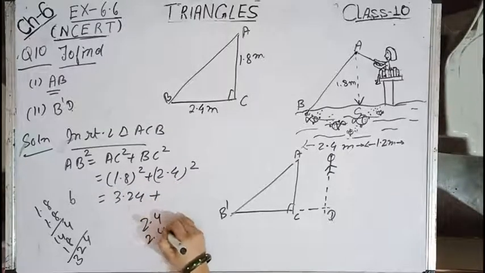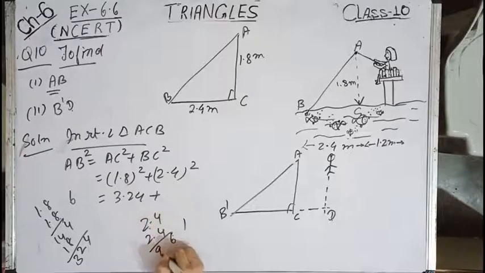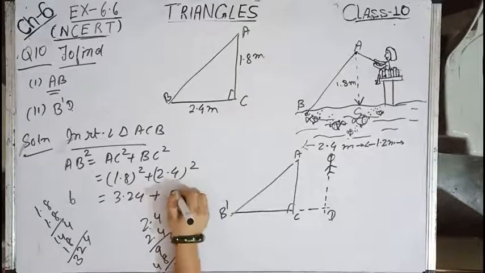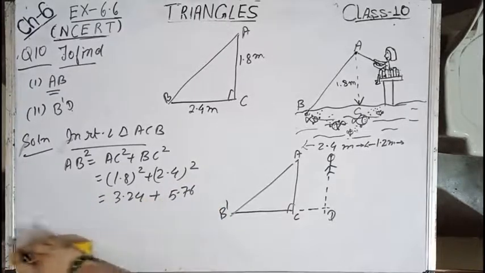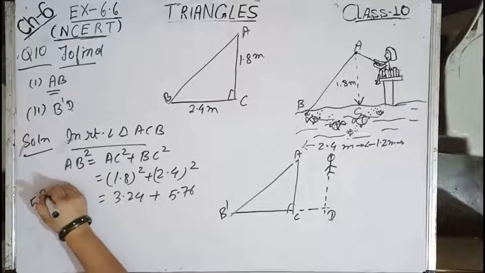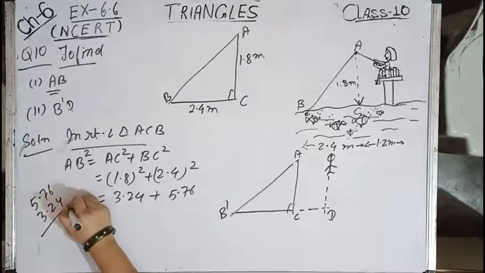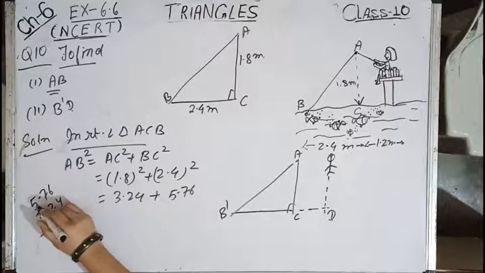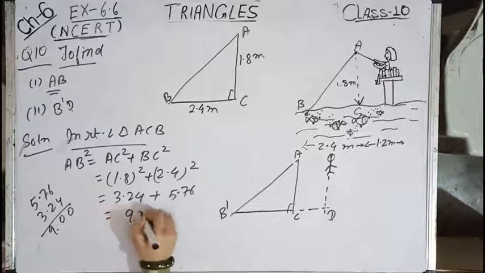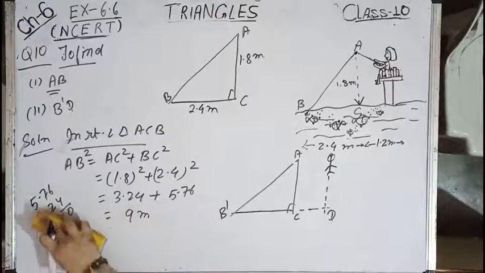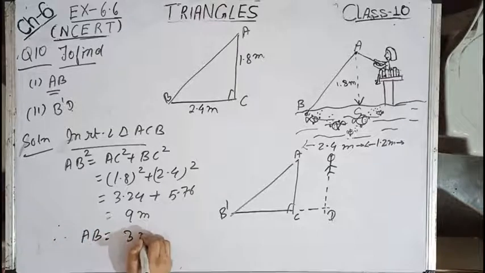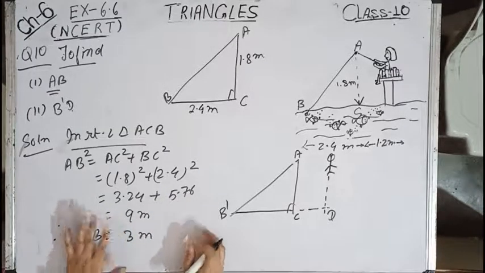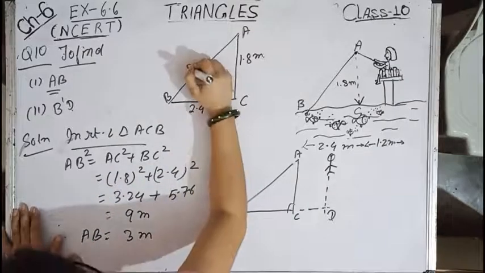Now the sum of these two, that is 5.76 plus 3.24, is 9. So this is 9 meter square. Therefore AB equals 3 meter, because we will consider the length as positive. So AB, that is the length of the string, is 3 meter.